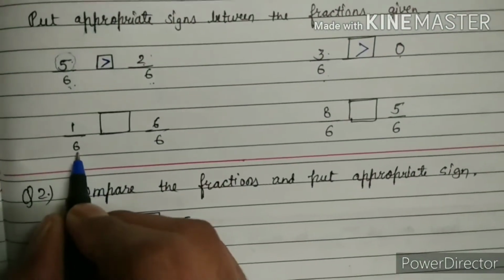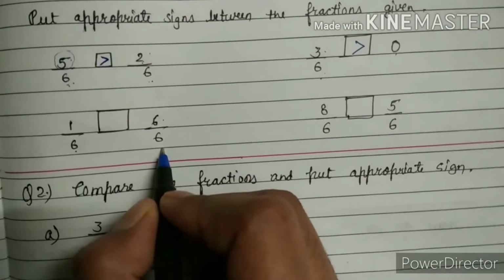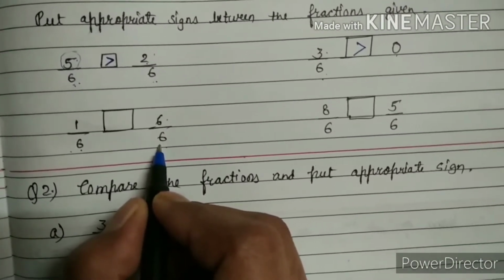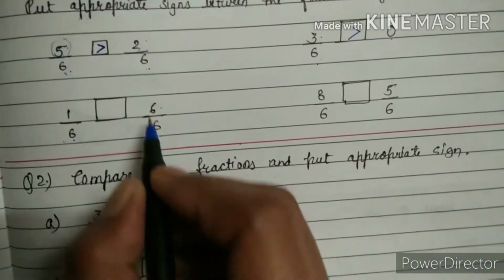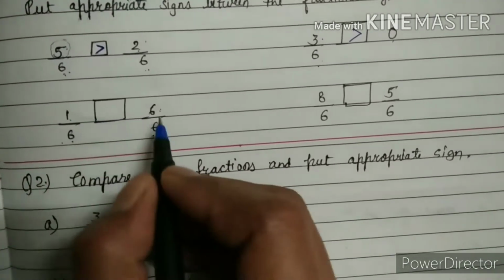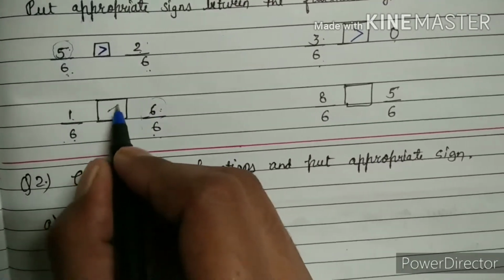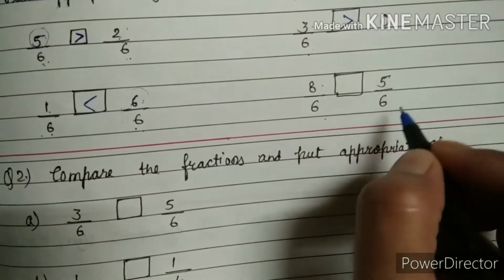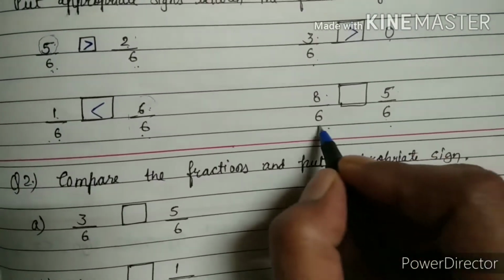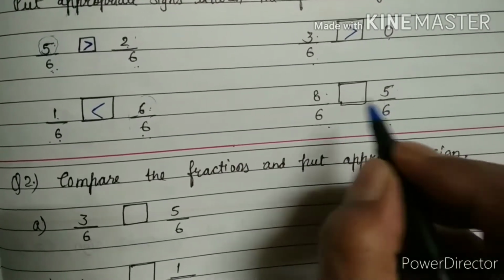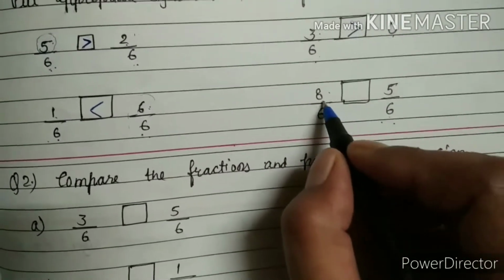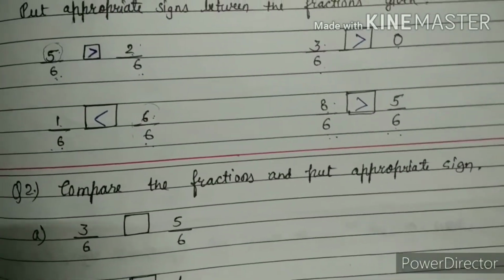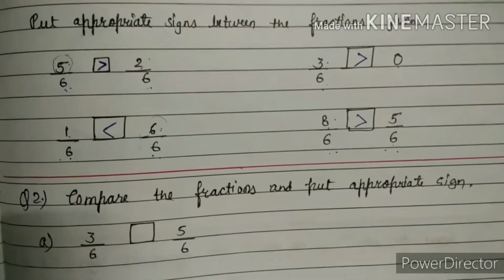Now 1 by 6 and 6 by 6. Denominators are the same, so whose numerator is bigger? This 6 is greater than 1, so 6 by 6 will become greater. Here 8 by 6 and 5 by 6. Both have the same denominator, so whose numerator is greater, that is 8 by 6, will become the greatest fraction. Now here we completed question number one.